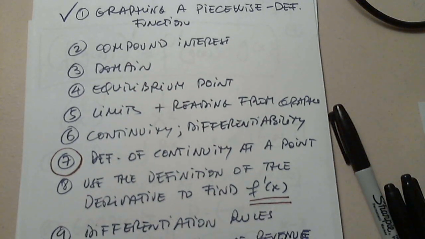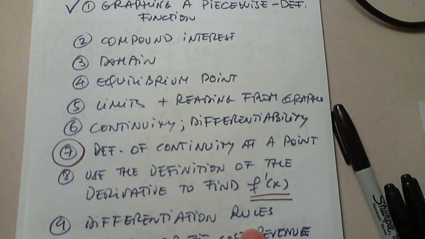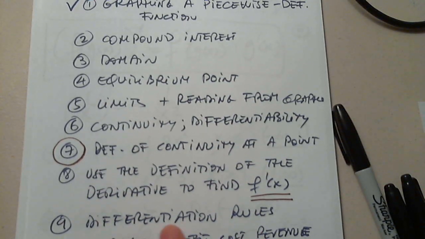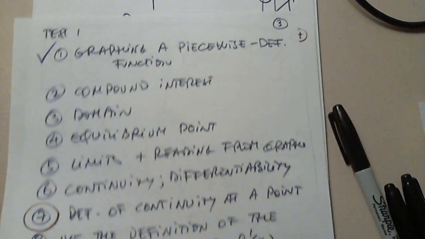Number 9, differentiation rules. So the differentiation rules: product, quotient, power, and chain rule. Any functions that you want to pick. They can be from homework, they can be from Pearson, they can be from anywhere, any function you want to work on, anything. I think I'm on page 6. Please choose any function from anywhere.